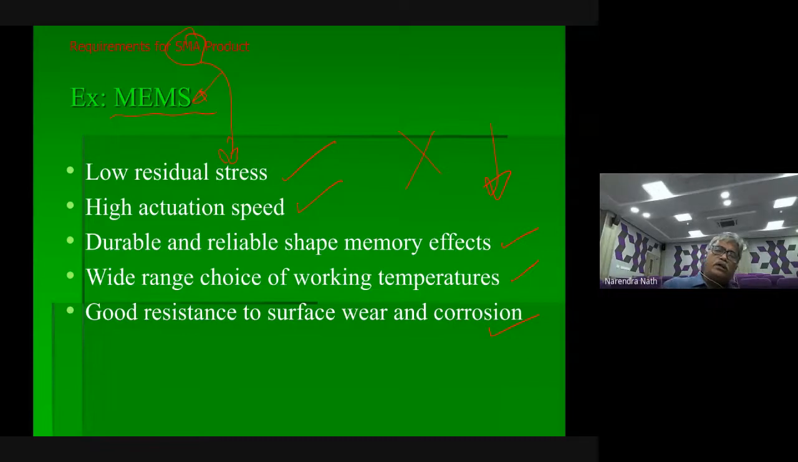Or suppose, say, high actuation speed. Per minute, how many actuations you are expecting, or per hour, how many actuations you are expecting. These things come into the picture.